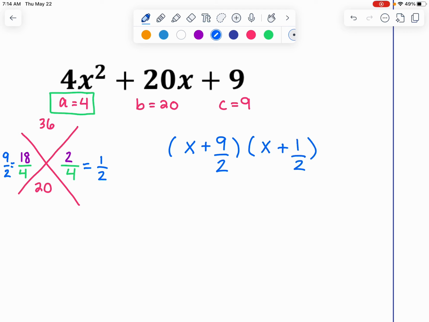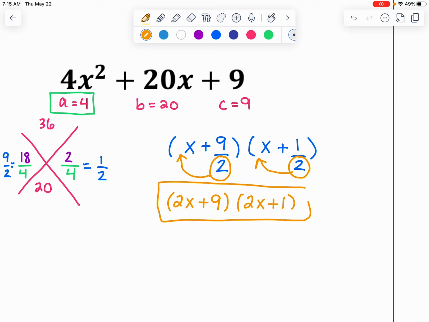But this is not correct, okay? There's this additional step. We like to call it bottoms up, because we don't leave fractions in our factored form. Instead, the bottom, the denominator, goes up and becomes the coefficient of x. So this first factor actually becomes 2x plus 9. And the other one, we're going to do bottoms up, and I get 2x plus 1. Here's my final factored form.